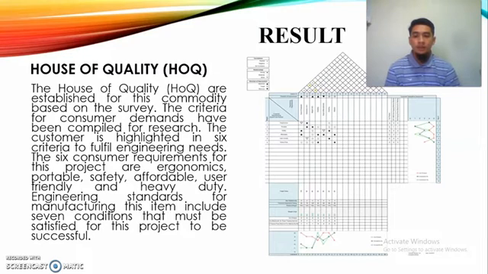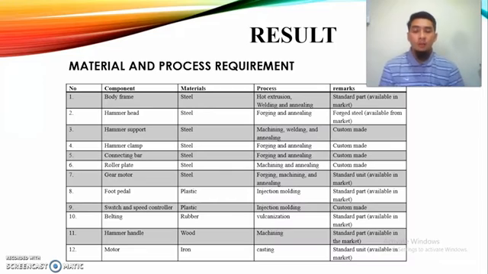Engineering standards for manufacturing this item include 7 conditions that must be certified for this project to be successful. Material and process requirement. The main material that we use for this product is steel. For example, the material of the body frame is steel and the process is hot extrusion, welding and annealing. For the switch and speed controller, the material is plastic and the process is injection molding.